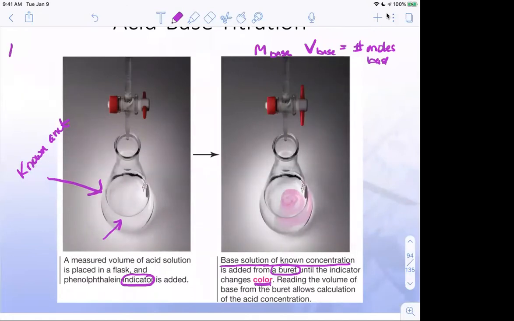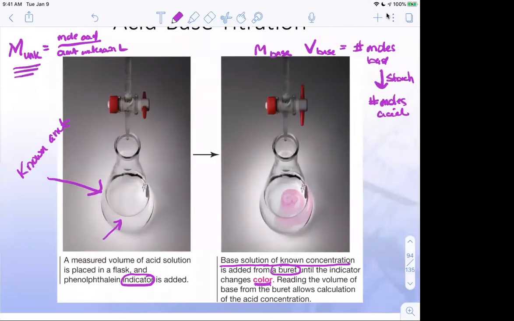So to calculate the molarity of the unknown, if I have moles of the base, I can use stoichiometry to get moles of the acid. All I have to do is look at the equation, and then I'm going to get moles of acid over the amount of unknown in liters, and that'll allow me to calculate the molarity of that unknown solution.